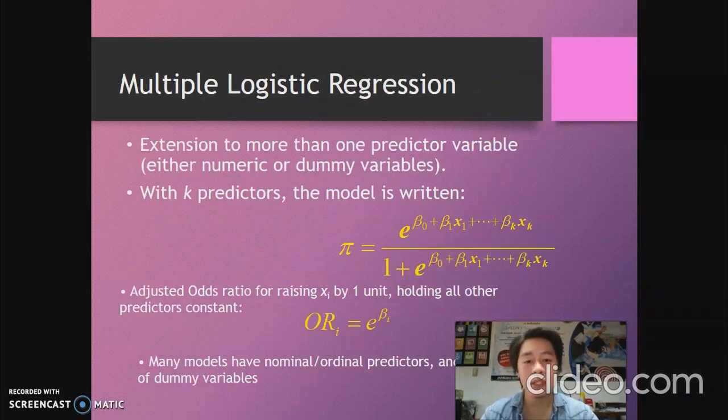In multiple logistic regression, an extension to more than one predictor, each variable is either numeric or a dummy variable, with k predictors in the model. In the formula, the adjusted odds ratio for raising xi by 1 unit, holding all other predictors constant, is OR_i equals e to the coefficient i. Many models have nominal or ordinal predictors and make wide use of dummy variables.